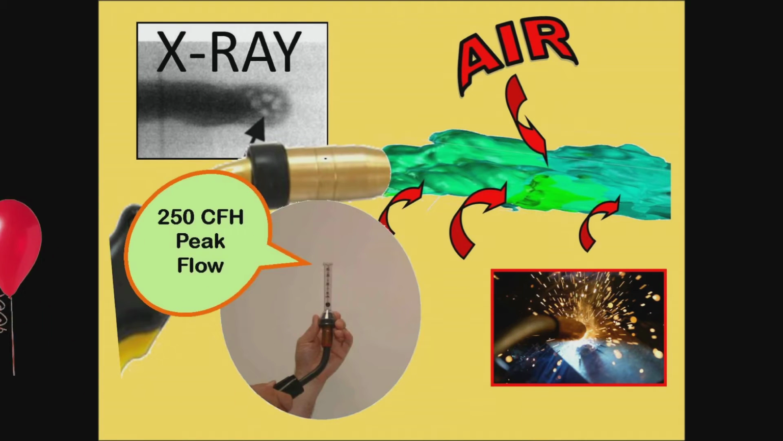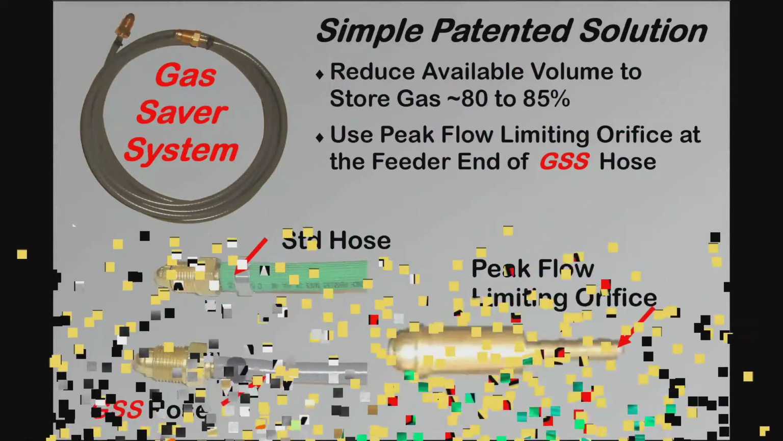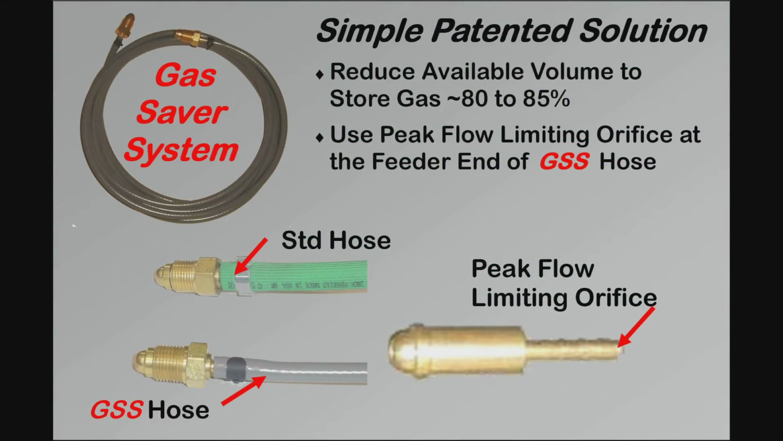We invented and patented a device that reduces this peak surge at weld starts and can also cut total gas use in half. It's called the Gas Saver System. The Gas Saver System is simple and inexpensive. It cuts the starting gas surge volume by about 85%.